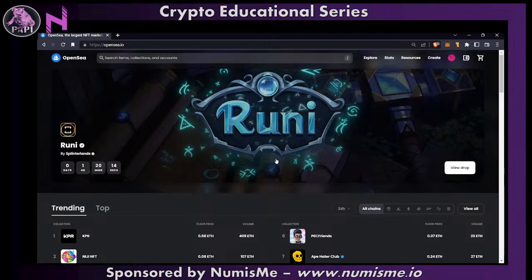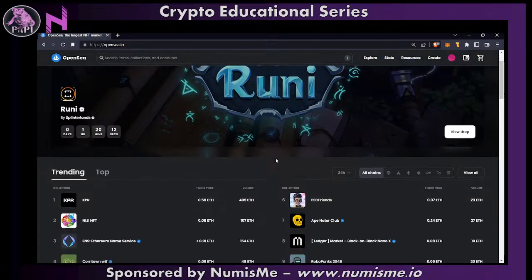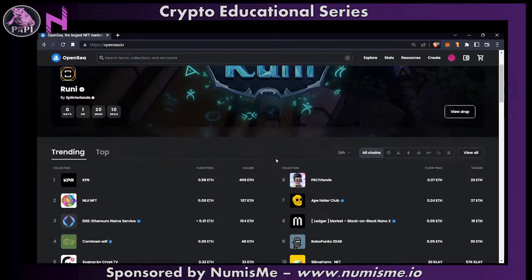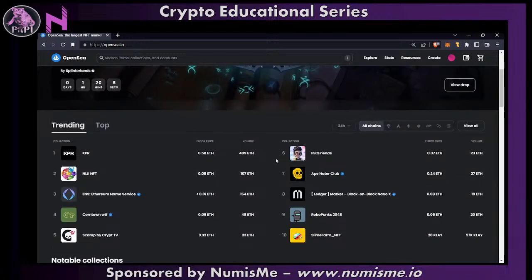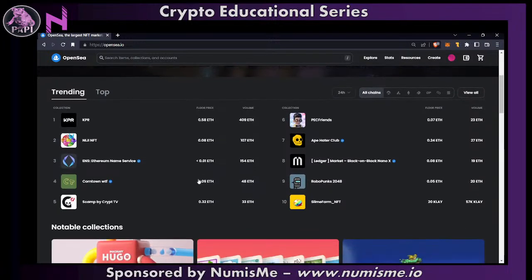You'll see the advertisement, and then you can scroll down and you're going to see the top trending projects. And I believe this is for the past 24 hours. So this is telling you over the past 24 hours, these are the top 10 most traded projects, or at least according to whatever algorithm OpenSea is using, these are popular.